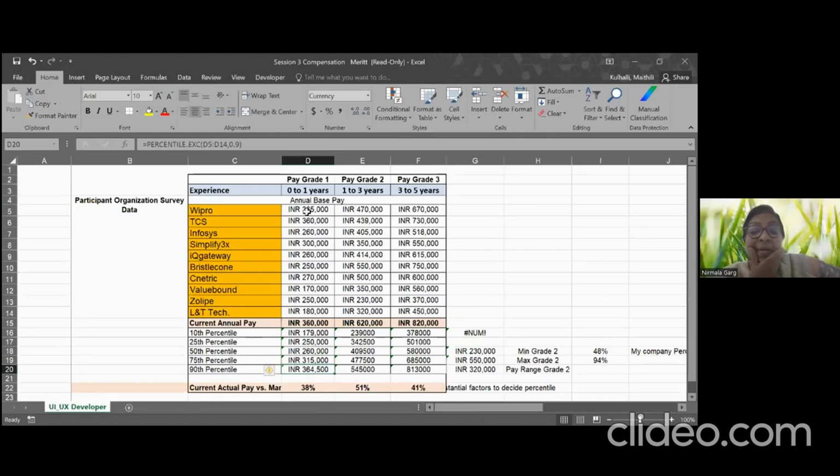Decile will be what? Calculate 10, 20, 30, 40, 50, 60, 70, 80, 90, 100. Decile means 10 equal parts, so D1, D2, D3, D4, D5, D6. So decile is 10 equal parts, quartile is 4, and percentile divides it into 100 parts.